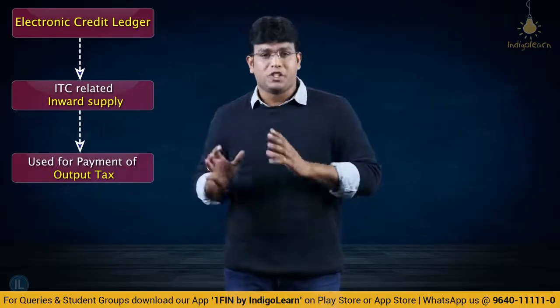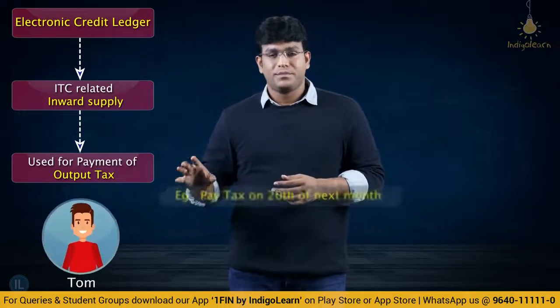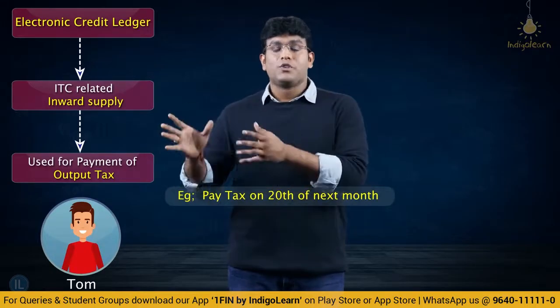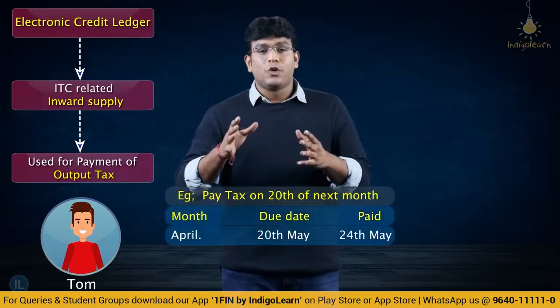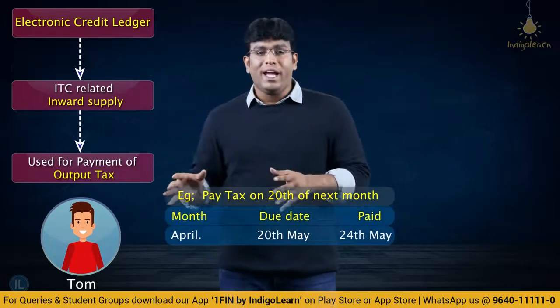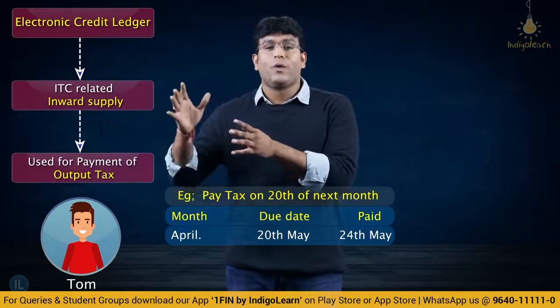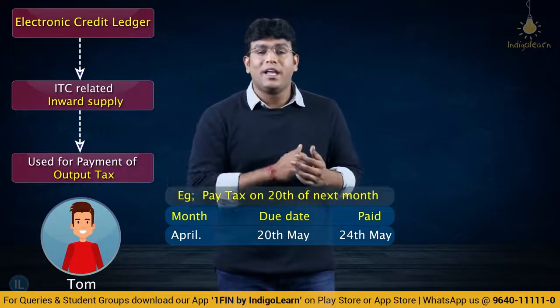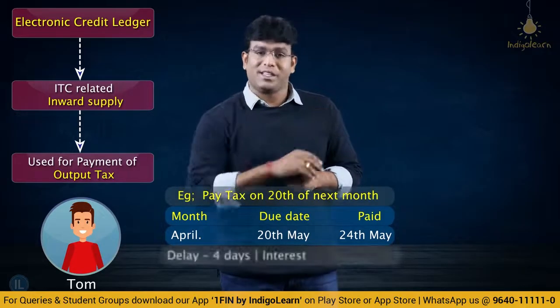Suppose a person has to pay tax by 20th of next month. Imagine, let me continue that example. There is one fellow called Tom. He has to pay tax by 20th of next month. So for, let's say, April, he has to pay tax by 20th of May. Let's say he paid on 24th of May instead of 20th of May. So technically, there is a delay of how many days? 4 days there is a delay.